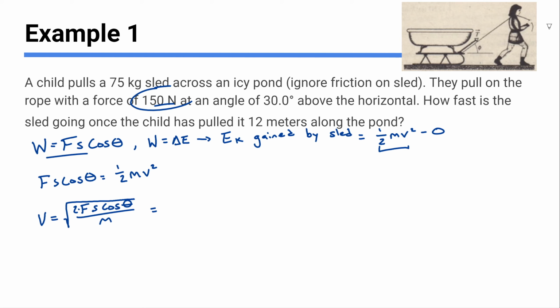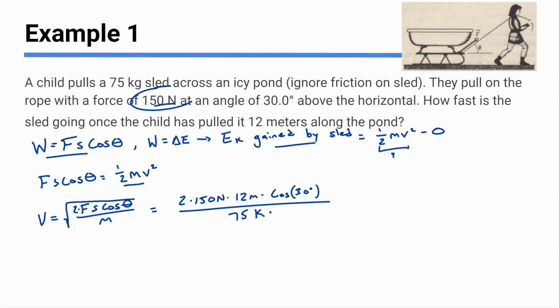And let's plug in. Really the thing to think about here is what m are we talking about? That's the only thing to make sure you can picture. So let's do 2 times the force, 150 newtons, times the displacement of 12 meters, times cosine of 30 degrees. I'm going to make sure my calculator's in degree mode. And I divide by, I've only got this one mass, but make sure this makes sense. This is the energy gained by the sled. I need the mass of the sled since this is the kinetic energy of the sled. I'm going to do 75 kilograms.